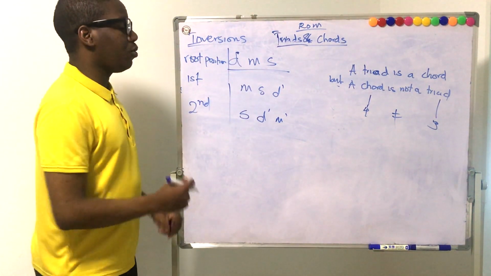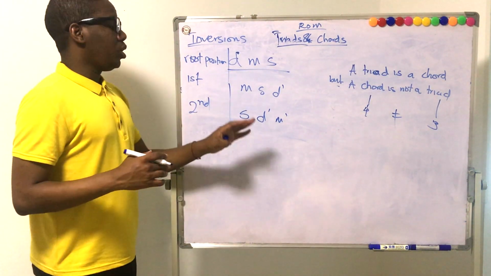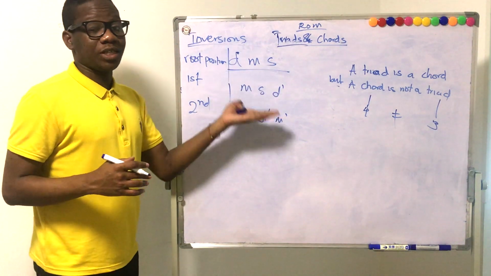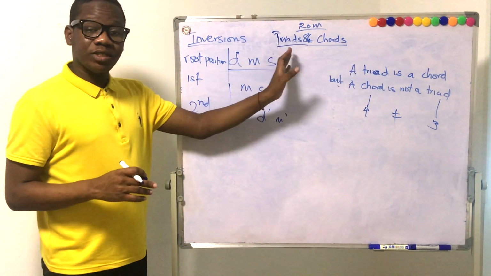The same thing applies for the supertonic, the mediant, the subdominant, dominant, and what have you. Try this out and see if you're able to get the answers right. That will be all about triads and chords and their differences.